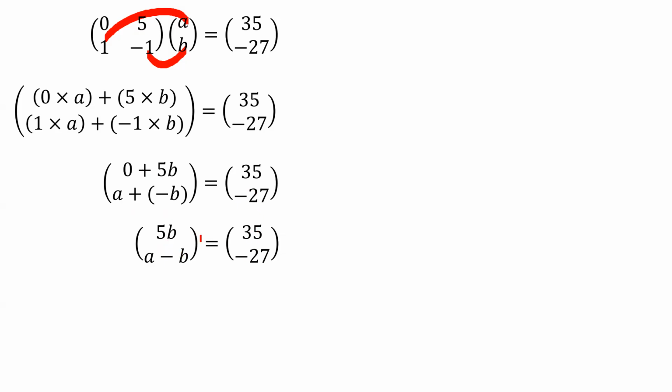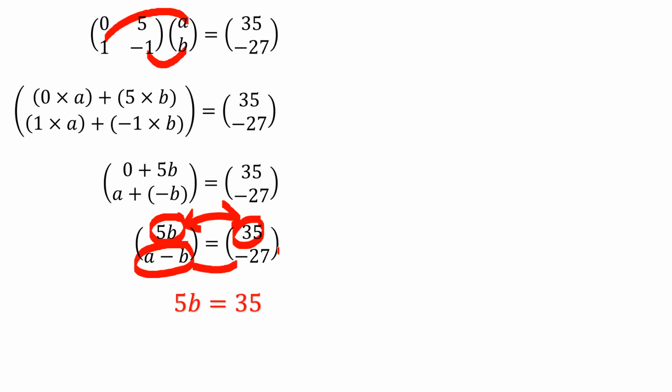Now, here we have these two matrices that are equal to each other. By definition, two matrices are equal if and only if corresponding entries are equal. So that means that if these two are equal, this entry and this entry must be equal to each other. So 5B must be equal to 35. And also this entry right here must be equal to its corresponding entry, which is -27. And so let's put that right there.